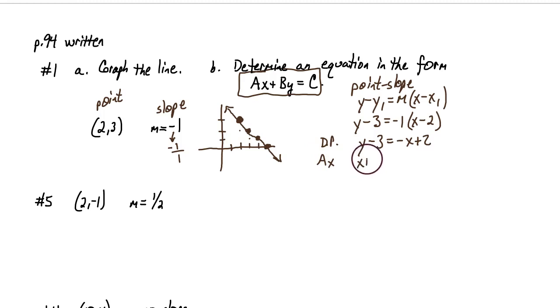We get x plus y minus 3 is equal to 2. The form we're trying to create has only the x term and y term on the left side, the constant numbers on the right. So let's take care of this 3 being on the wrong side. Let's add 3 to both sides. X plus y is equal to 5. Now we have our equation in the correct format that we were asked to give.